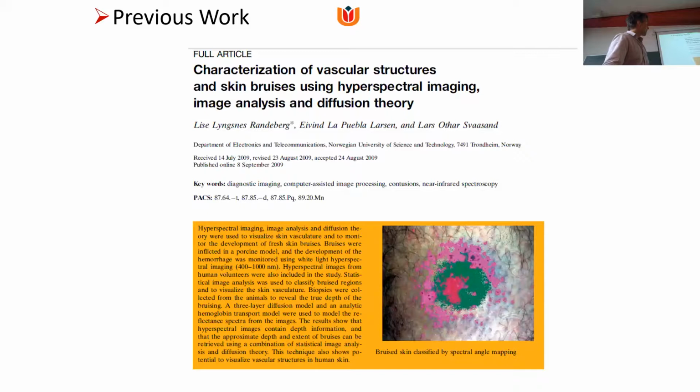And here's what we started with, some model that they did in Norway, in the group of Lars Svaasand. That's really one of the founders of biomedical optics.